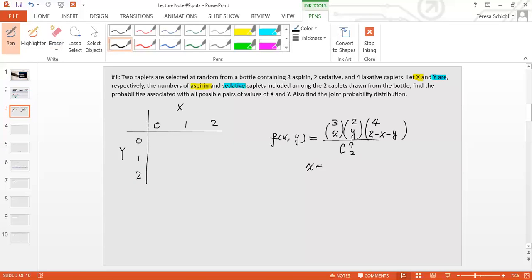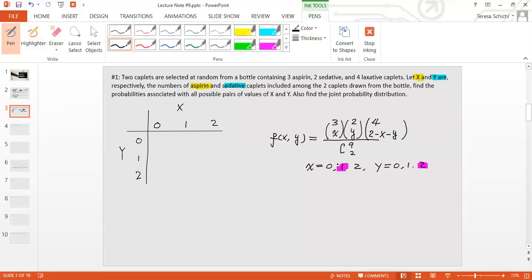The X could be what? It could be 0, 1, 2. And the Y also can be 0, 1, 2, right? But take a look. Can I have a combination, for example, like 1 aspirin and 2 sedative? Can I have that? No, I can't, right?